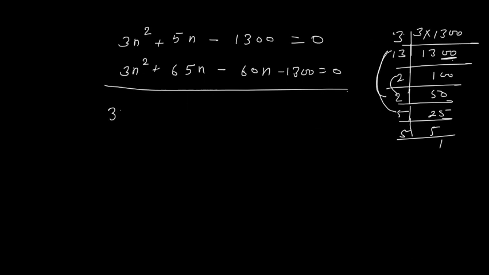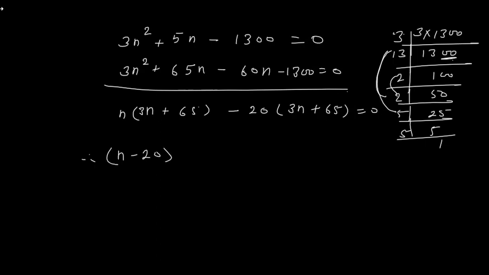Now 3n you can take common, so it is n plus 6 plus 5 11. No, you cannot take 3 common, so only n you can take common. So it is 3n plus 65 minus, here you will take 20 common, so again it will be 3n plus 65, and this is equal to 0. So therefore you have n minus 20 in one bracket and 3n plus 65 in another bracket is equal to 0.